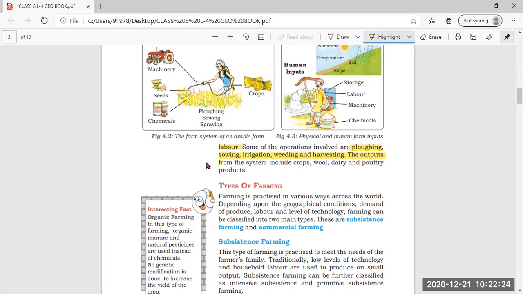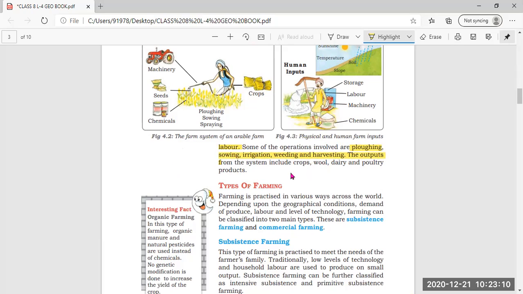Then weeding. Weeding means taking out unnecessary or bad, unwanted plants which grow with the crops. So unwanted plants which naturally grow with the seeds, with the crops grown on that field, are taken out, they are plucked out, so that only proper crops are grown on that particular field. So that is called weeding. And harvesting means after the crops are produced, the crops are plucked out, that is harvesting takes place.